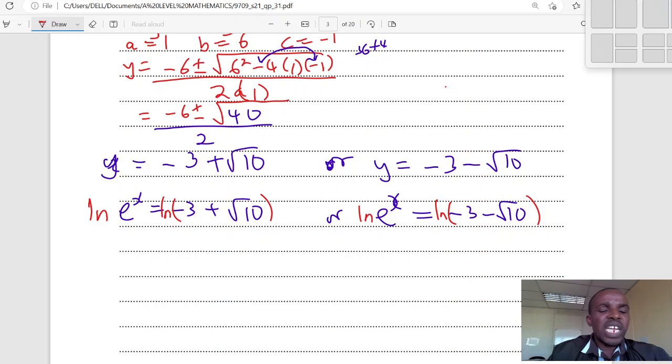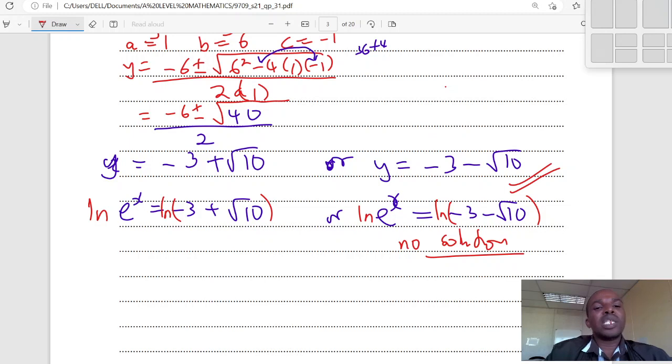Right, the other thing that you take note of is there is no ln of a negative number. It's undefined actually. If you simplify this part, you get a negative, which means we can say no solution on this part. Then on this part, let's check minus 3 plus root 10.